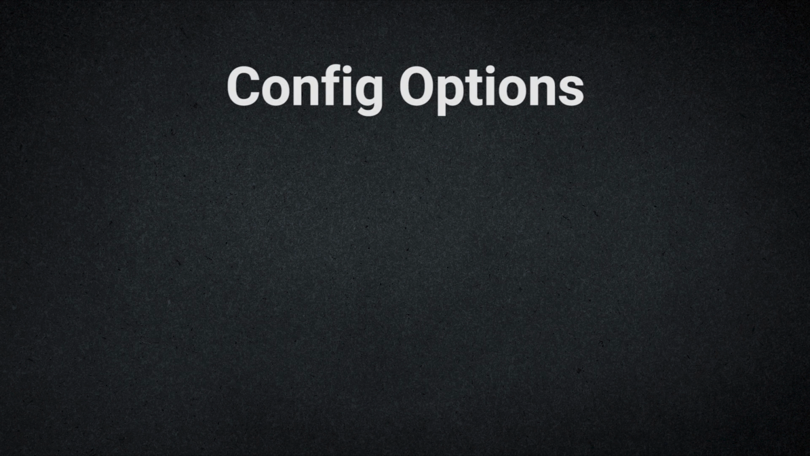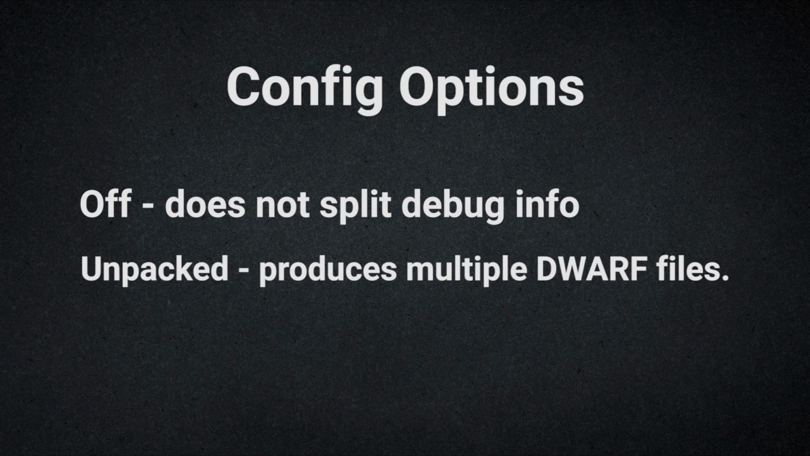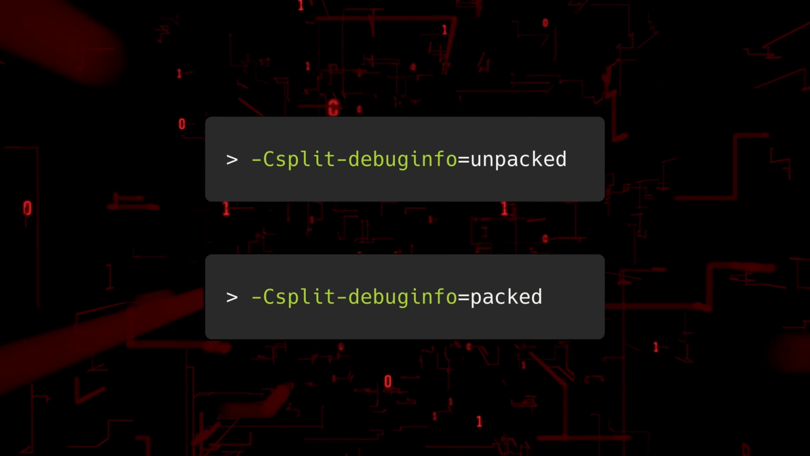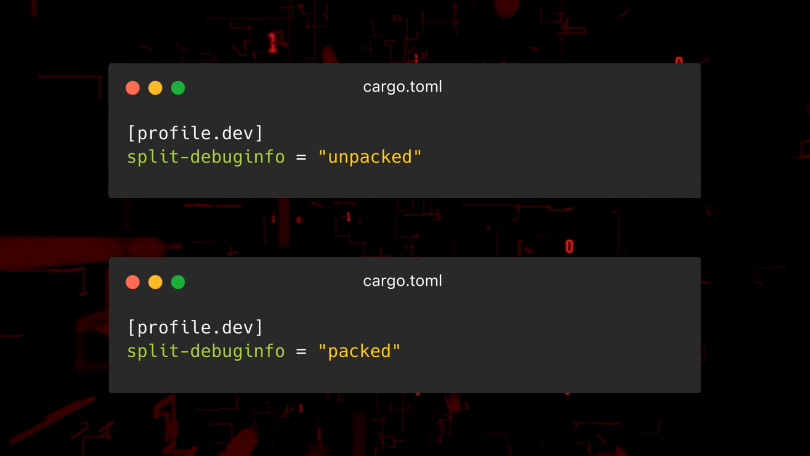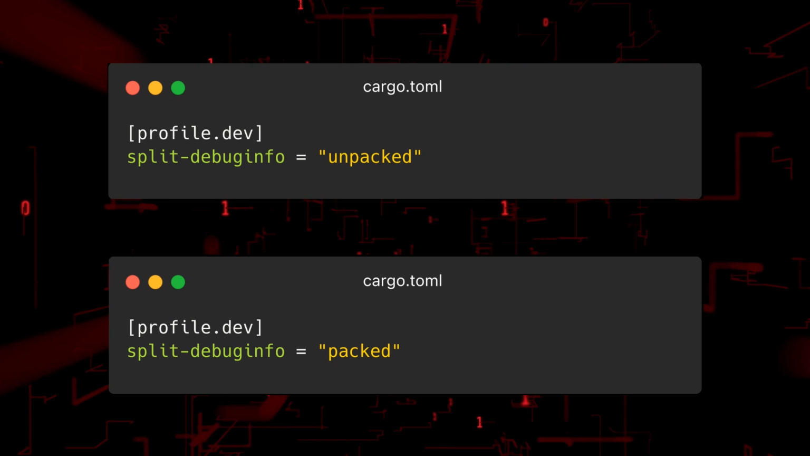There are 3 configuration options available: off, which prevents splitting debug info and is the default; unpacked, which produces multiple DWARF object files; and packed, which produces a single DWARF package. You can control this configuration by passing the split-debuginfo flag to rustc, or by adding the split-debuginfo setting to your Cargo.toml file underneath the profile.dev section.